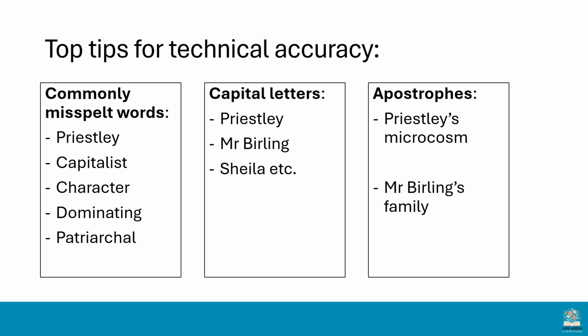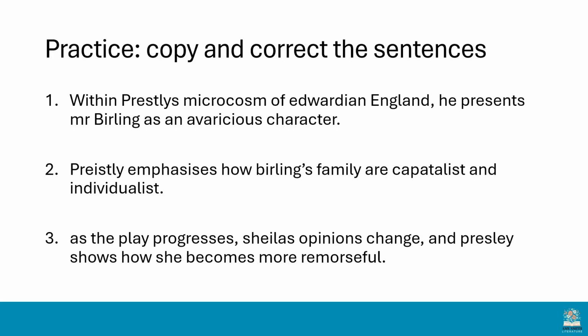Then your apostrophes. So we're thinking here about apostrophes that are used for possession, which means that somebody owns something. So Priestley's microcosm, for example, well, the microcosm belongs to Priestley, so I'm going to put the apostrophe S in there. Mr. Birling's family, well, the family belongs to Mr. Birling, so I'm putting the apostrophe S in there as well.